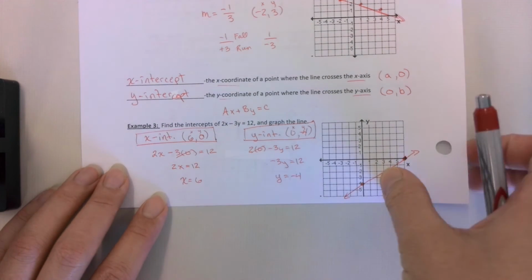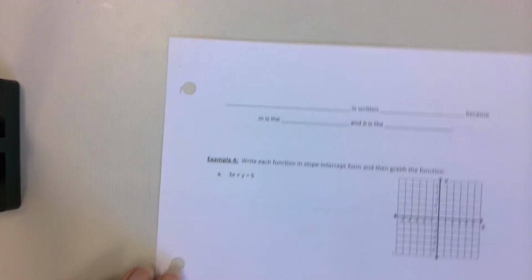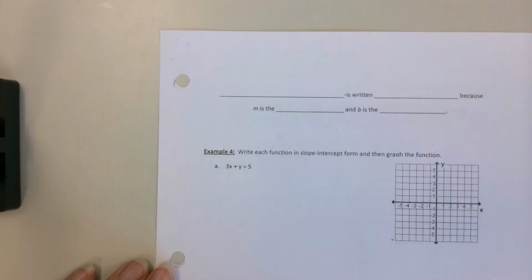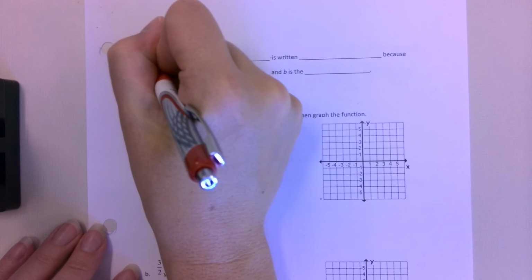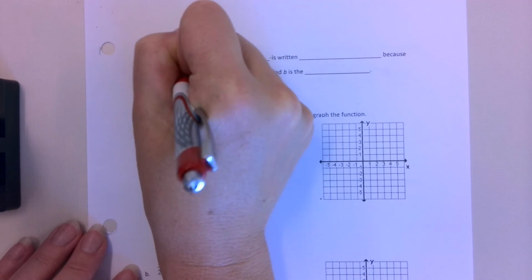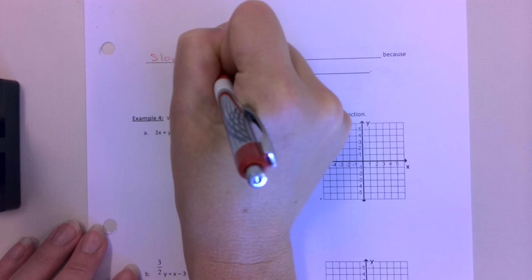All right. Now we're going to change gears again, and we're going to go to the slope-intercept form. This is what we're used to graphing. So slope-intercept form.